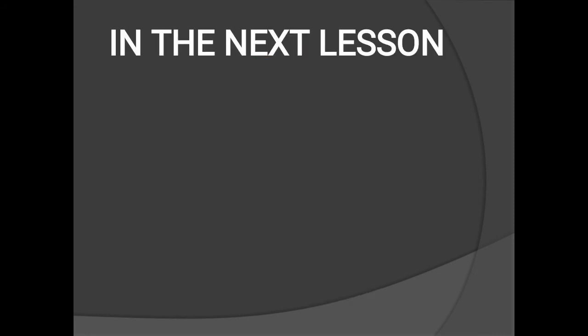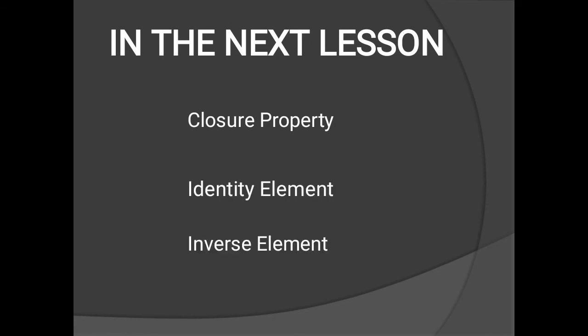All right, so this brings us to the end of today's lesson. Today we have looked at commutativity or commutative property, associativity or associative property, then distributivity or distributive property. In the next lesson, we are going to look at other three properties: closure, inverse elements, then identity elements. So closure property, identity element, and then inverse element.